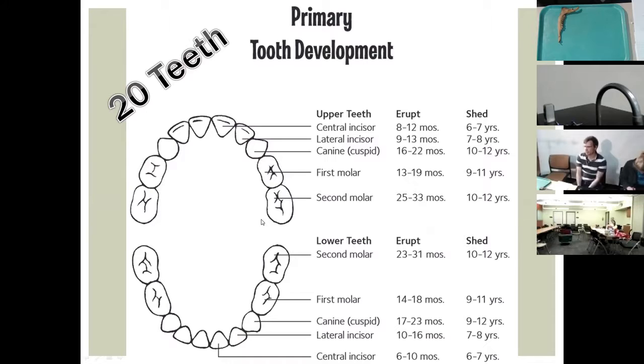So as I said earlier, there are 20 primary teeth or baby teeth. And you'll notice that it goes from incisors to canines to molars. There are no premolars. But the funny thing is these molars actually look a lot more like premolars. So it's just kind of an interesting fact. And the first tooth to usually erupt is the central incisor on the lower jaw.